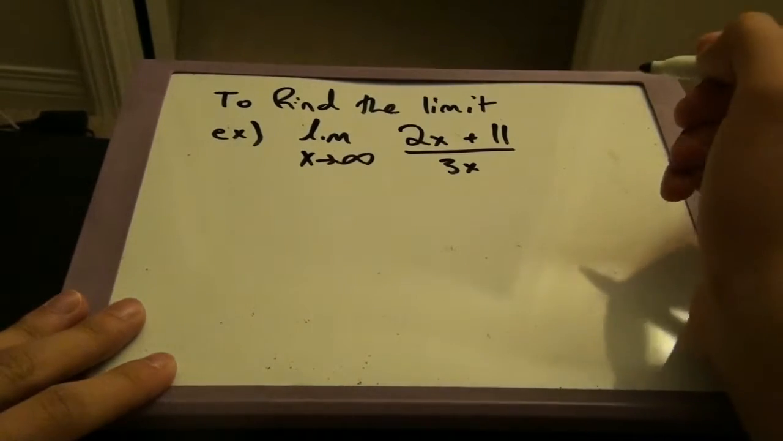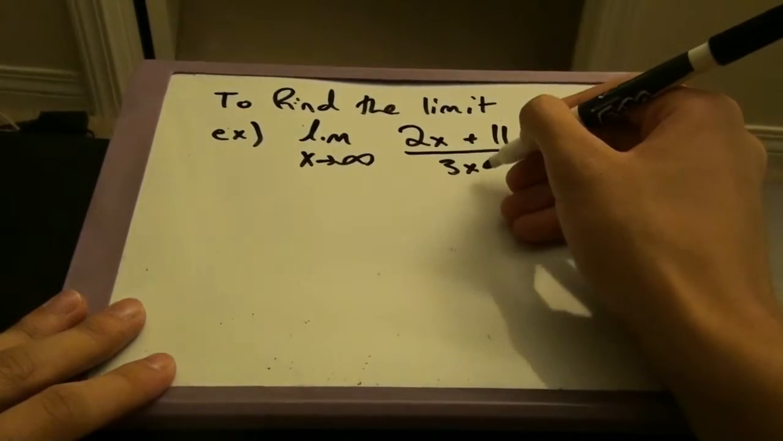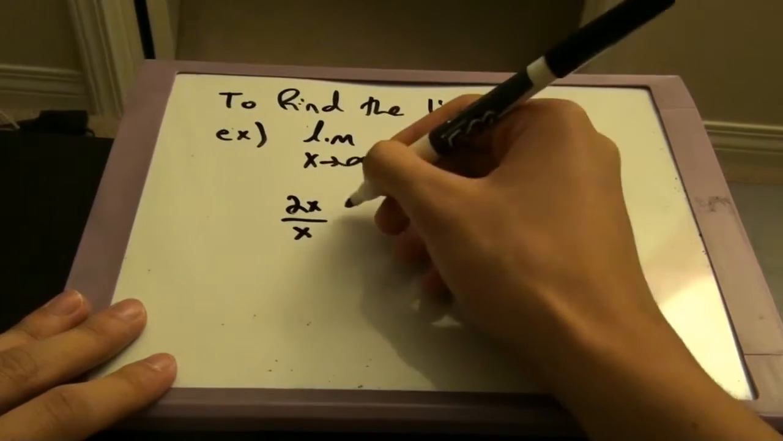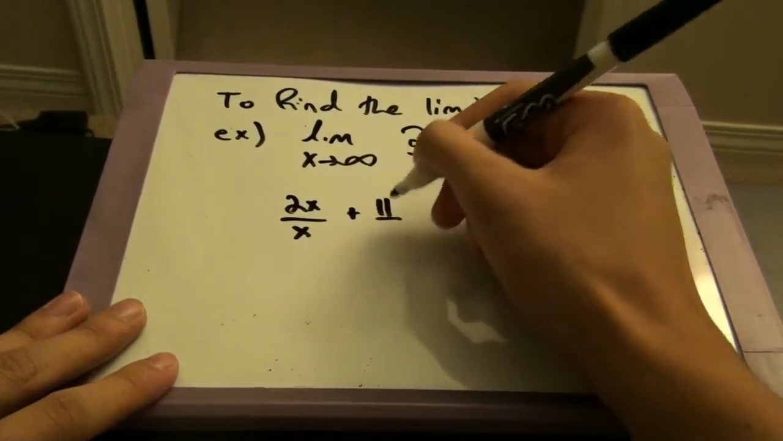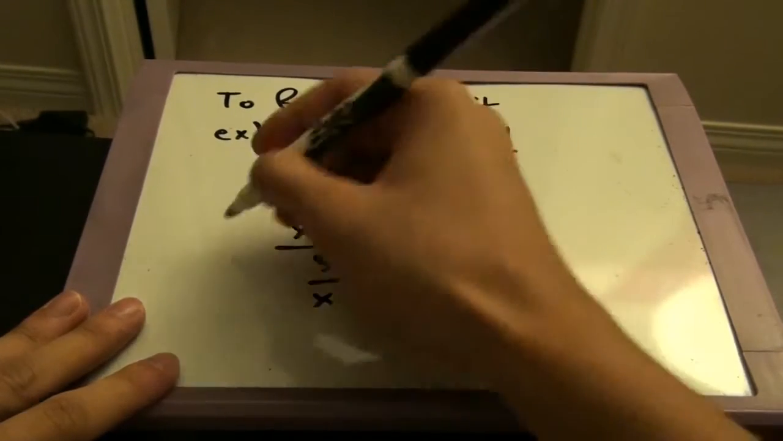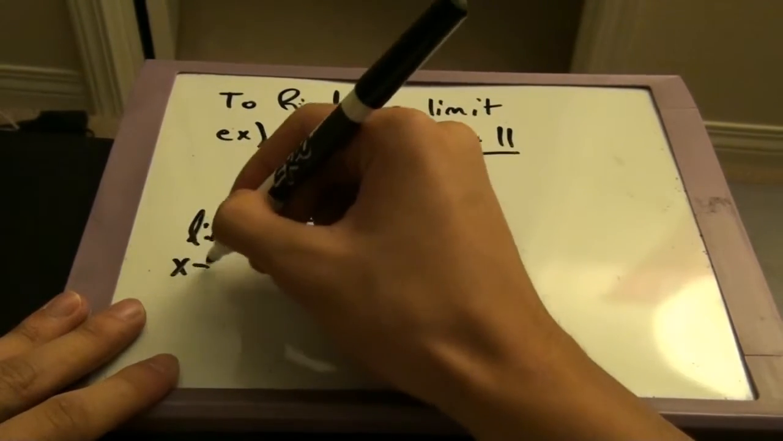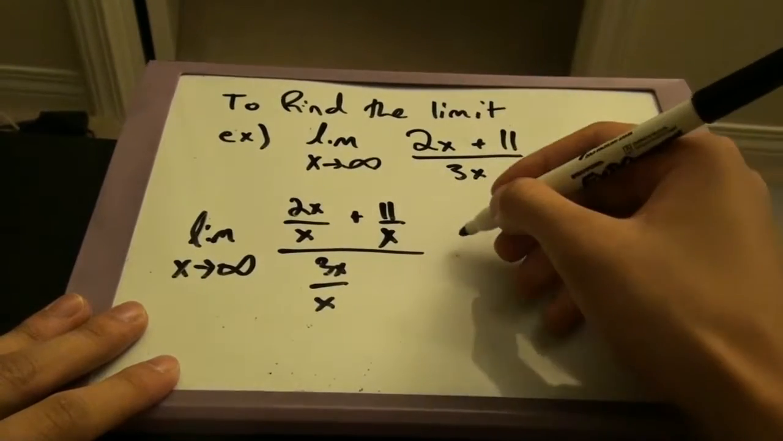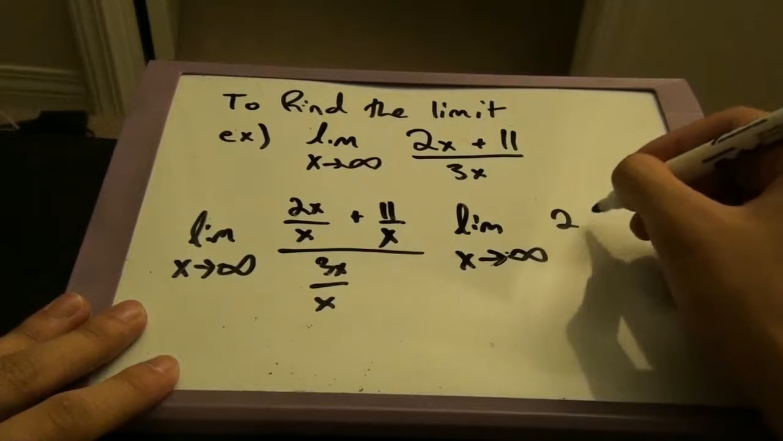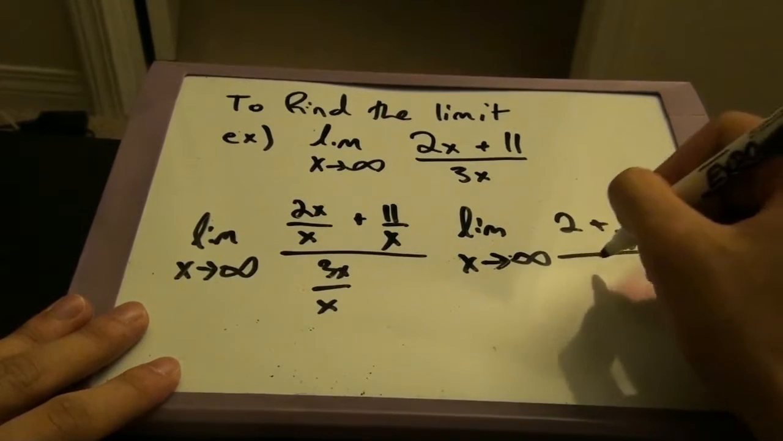So for example, if we have (2x plus 11) over 3x, the greatest power is x at the bottom. So we're going to do 2x divided by x plus 11 over x, over 3x over x, and this is as the limit approaches infinity. And now what this simplifies to is (2 plus 11 over x) over 3.